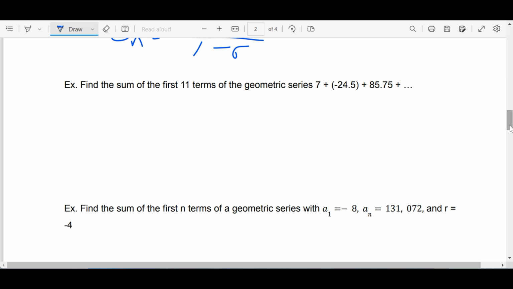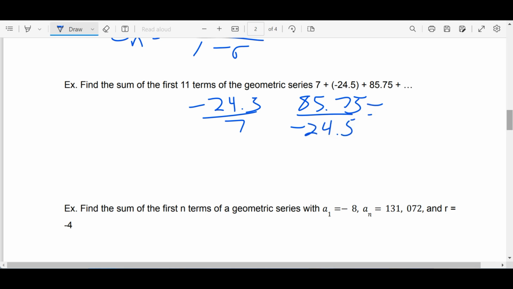Find the sum of the first 11 terms of the geometric series. 7 plus -24.5 plus 85.75, and keep going. So first we need to find our r. We cannot do this without our r. We do have a first term, which is cool. We'd love to see it. But I don't know my r. So -24.5 over 7 and 85.75 over -24.5. Those should be the same thing. Hopefully they are. I'm going to check. And the r, it's negative 3.5. So your r is negative 3.5.